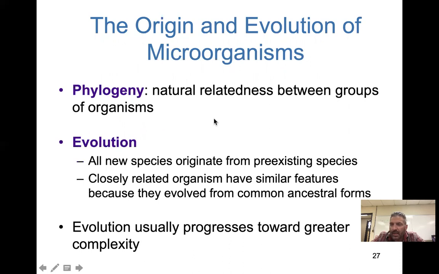Like phylum, between groups of organisms. So phylum is usually like, how does it look? Evolution: all new species originate from pre-existing species. Closely related organisms have similar features because they evolved from common ancestral forms. And we can always go in and genetically test it. Like Shigella and E. coli, different organisms, but genetically, they're similar. So we know they probably came from each other, and that could be through pili, with virulence factors trading back and forth.